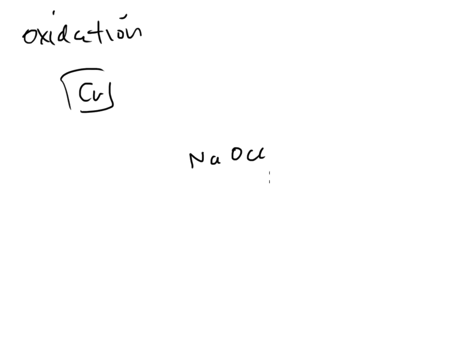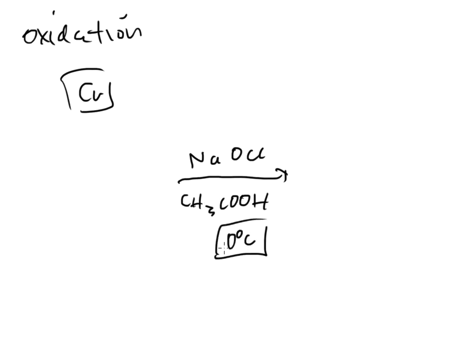NaOCl. Now, NaOCl is not the only thing that gets added onto these arrows. They very often will write CH3COOH down here at the very bottom. And they keep this at 0 degrees C. Now, once again, your refrigerator is 4 degrees C. So this is not freezing, all right? But 0 degrees C is pretty cold.